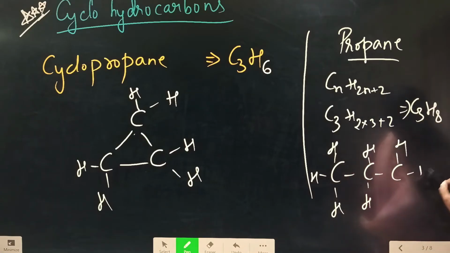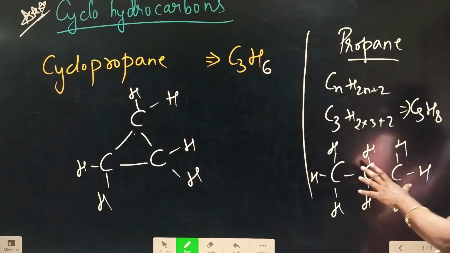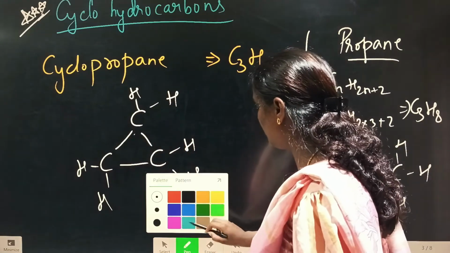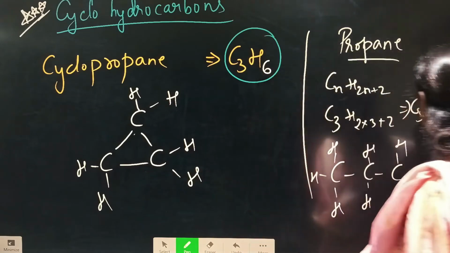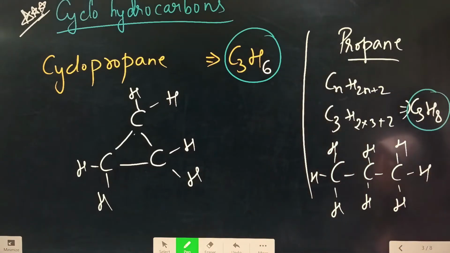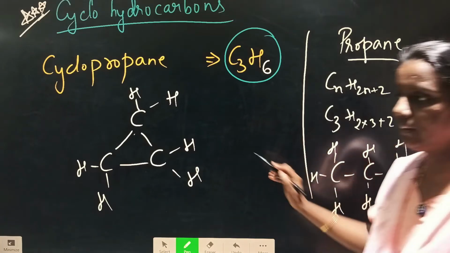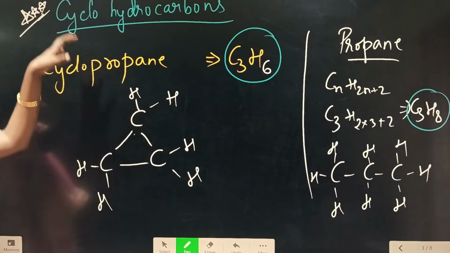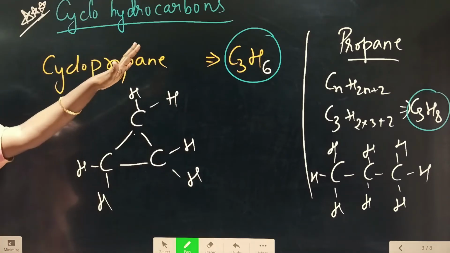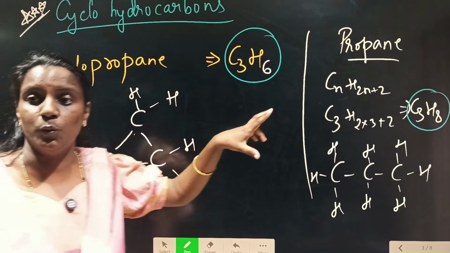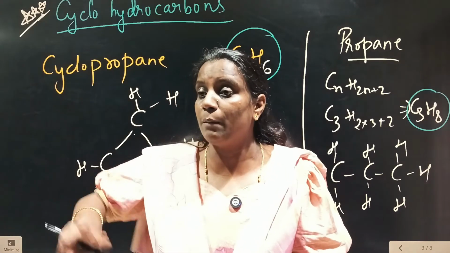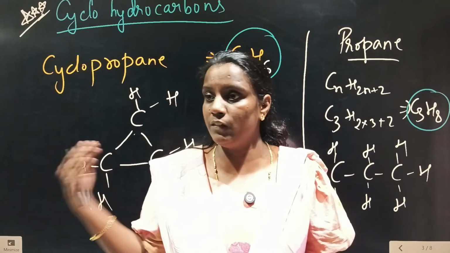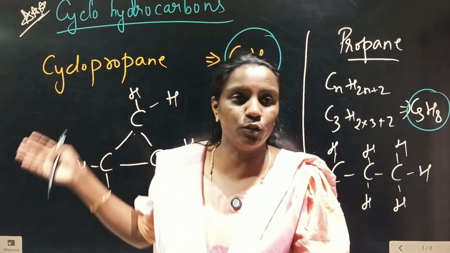So the structural formula for propane was in this way. When I took cyclopropane, it will be in this way. So what is the difference you can see here? You can also see the difference in the molecular formula and the structural formula. Okay, this is with what? Cyclohydrocarbons. Before this I told you, same molecular formula but different structural formula. That is with the isomers concept, that we will study later. After this we are going to isomers only.